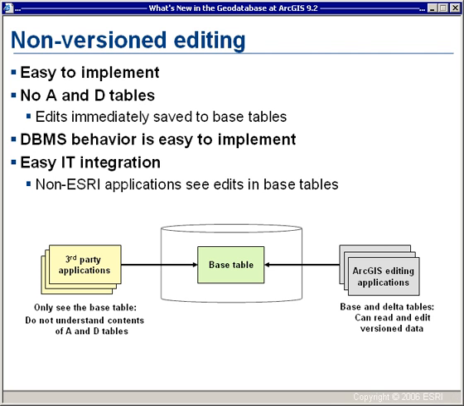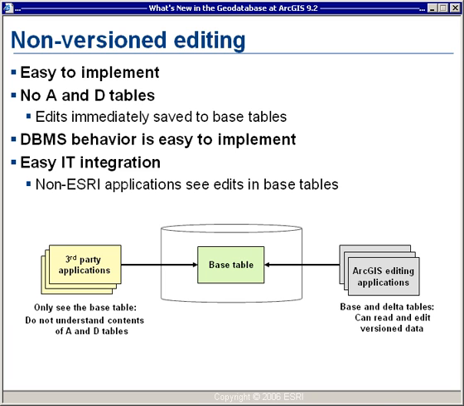Non-versioned editing is very easy to implement. Any simple feature class or table can be edited in a non-versioned edit session, as long as it has not been registered as versioned. With non-versioned editing, changes are directly written back to the base table. There are no A and D tables. Therefore, any non-ESRI application and any ArcGIS application can see and edit this data directly on the base table.